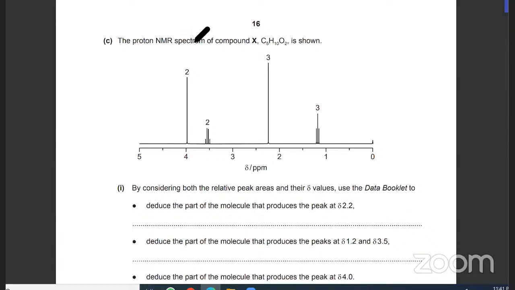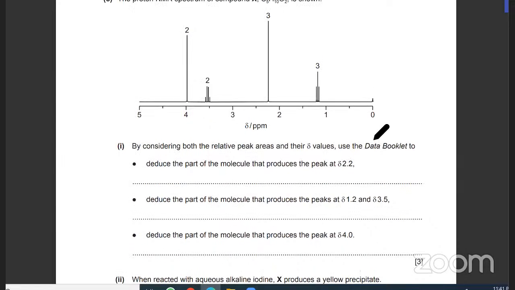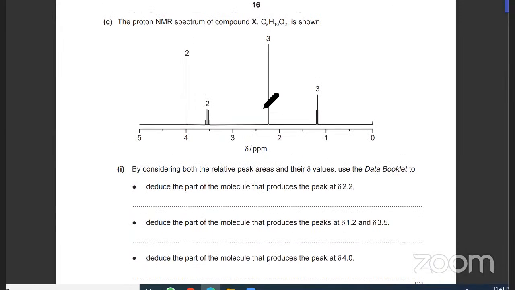Moving to the next part, we've got a proton NMR spectrum of compound X, C5H10O2, and it is shown. The NMR spectrum is shown by considering both the relative peak area and the chemical shift values. Use the data booklet to deduce the part of the molecule that produces the peak at delta 2.2.